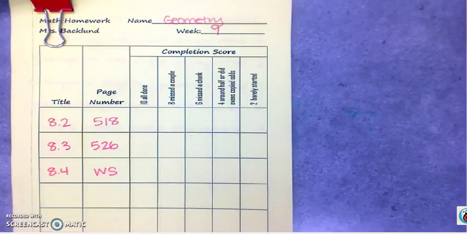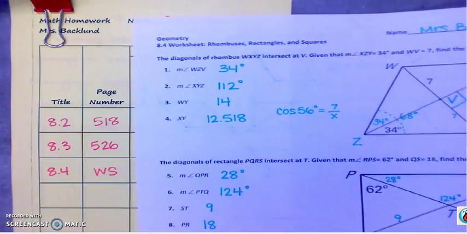Welcome. Take out your worksheet or your yellow sheet. Give yourself a completion score for the 8.4 worksheet. Grab a red pen. Let's check your answers. Pause me if you need to.